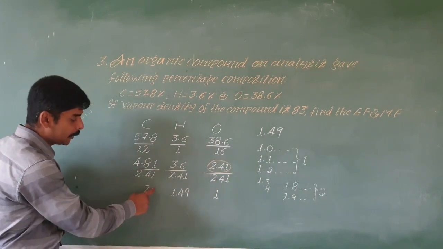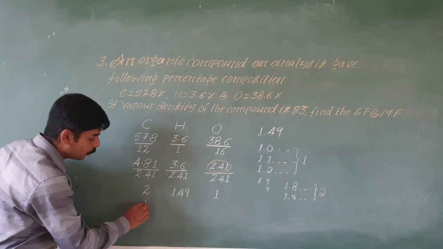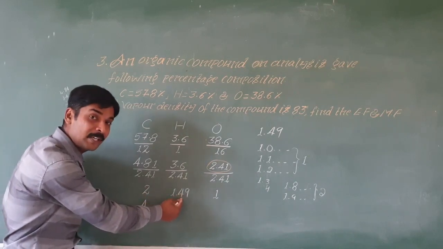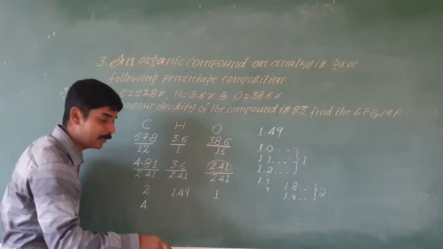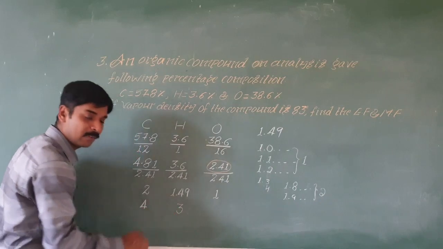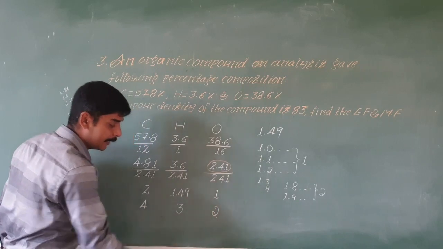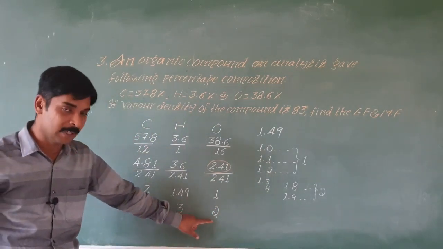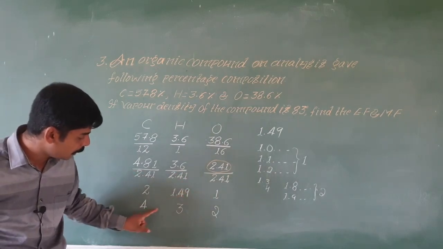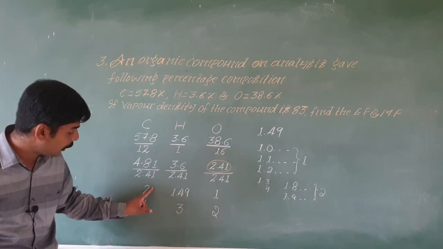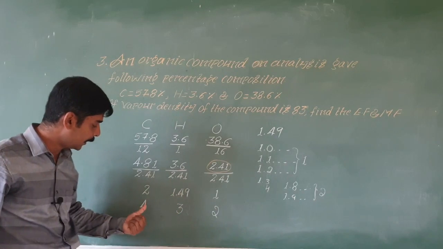First let us multiply this by 2 and see whether you will get a perfect whole number. If I multiply this by 2, I will get 2 to the 4. And when I multiply 1.49 by 2, I will get approximately 3, closer to 3. So now I will round it off to 3. Next, when I multiply this 1 by 2, I will get 2. So I got a perfect whole number by multiplying these numbers by 2. If I would not have got a whole number by multiplying by 2, I would have tried with 3. When you multiply by 2 or 3, definitely you will get a perfect whole number.